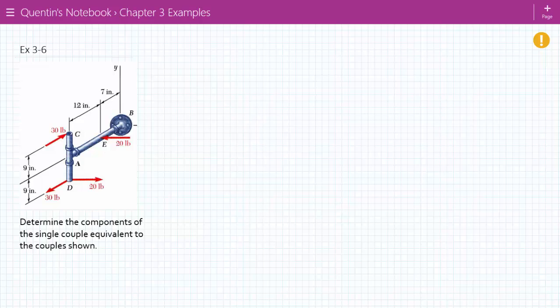Okay, let's look at example 3.6. In example 3.6, we have this pipe mechanism, and on this pipe mechanism, we are supposed to determine the components of the single couple equivalent to the couples shown.